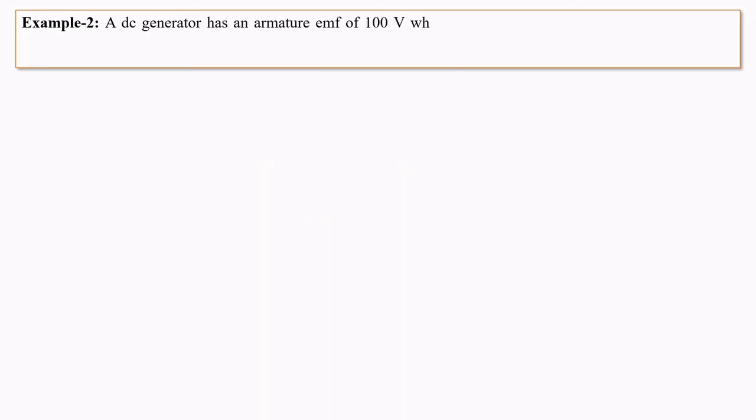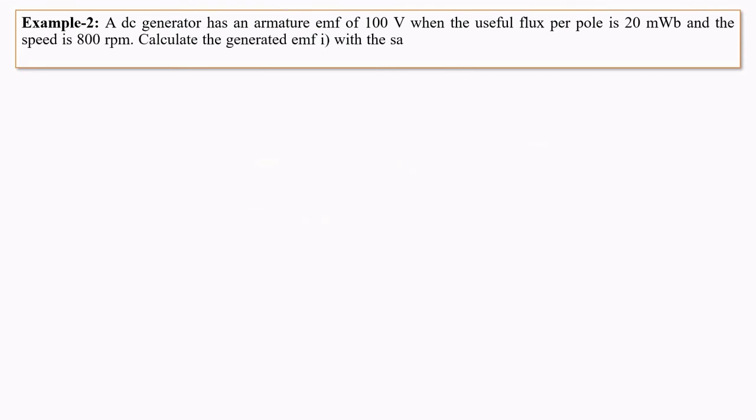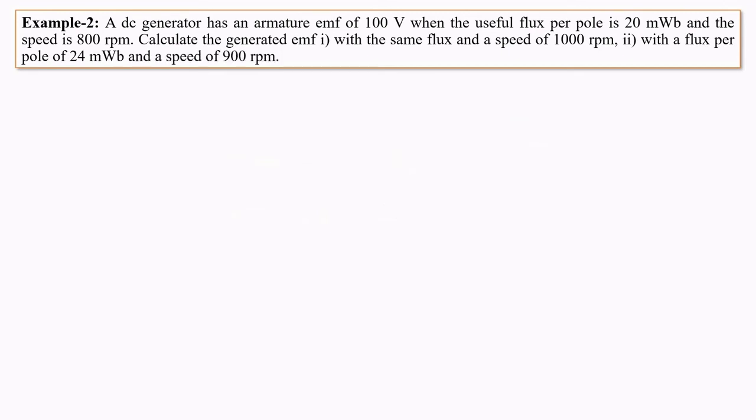Second question. A DC generator has the armature EMF 100 volt when the useful flux per pole is 20 milliweber and the speed is 800 RPM. So calculate the generated EMF with the same flux and the speed of 1000 RPM, and in second case with a flux per pole of 24 milliweber and the speed is 900 RPM. So let's see the solution.